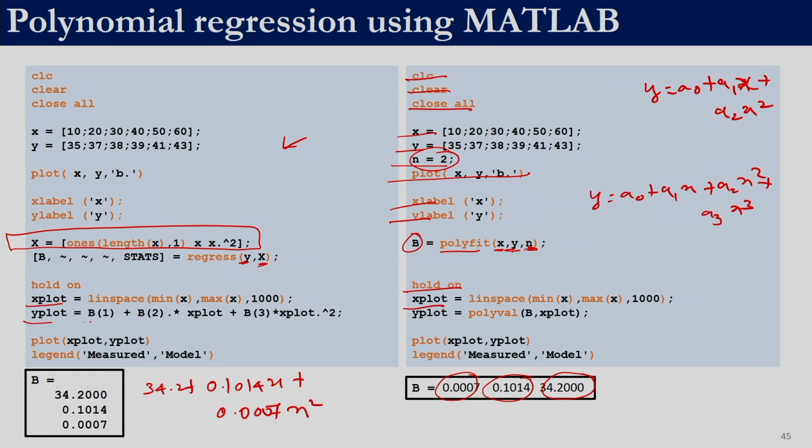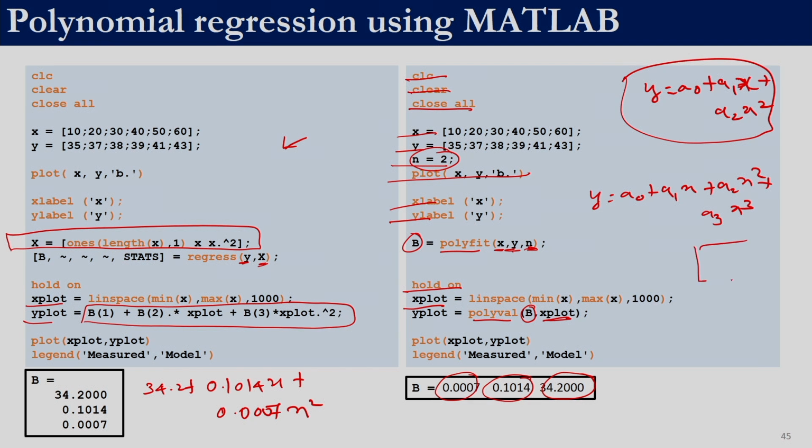Y plot, here we were actually constructing the model, right, because this was our model y is equal to a naught plus a1 x plus a2 x square. Here we can directly use a function called polyval. The input to polyval is the coefficients of the polynomial, which are in beta, and the points at which we want to find the y values. So, x plot is the 1000 points which we generated, remember, between 10 and 60 we generated 1000 linearly spaced points. Those points are in x plot.